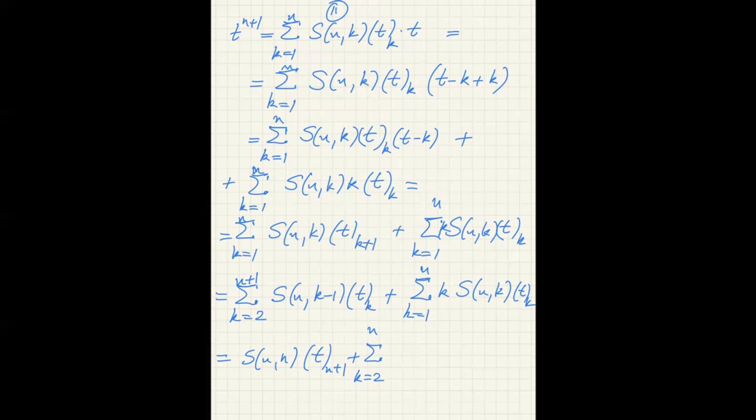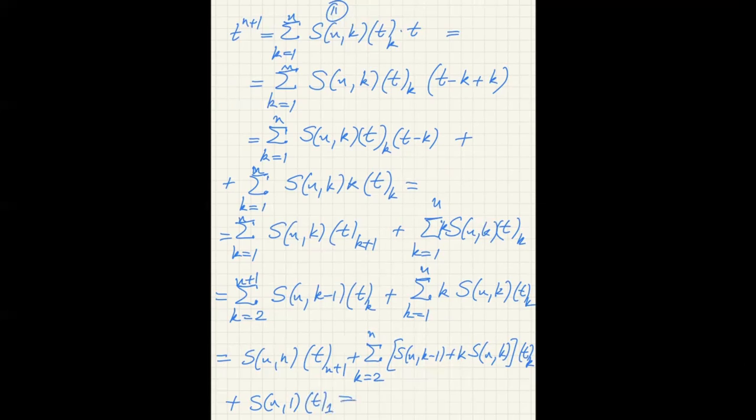we combine the terms in these two sums that have t falling factorial k in them, and we'll have, let me write it here so I have space. We will have S(n,k minus 1) plus k S(n,k), and then t falling factorial k, plus the last one is k equals 1, so we have S(n,1) t falling factorial 1.